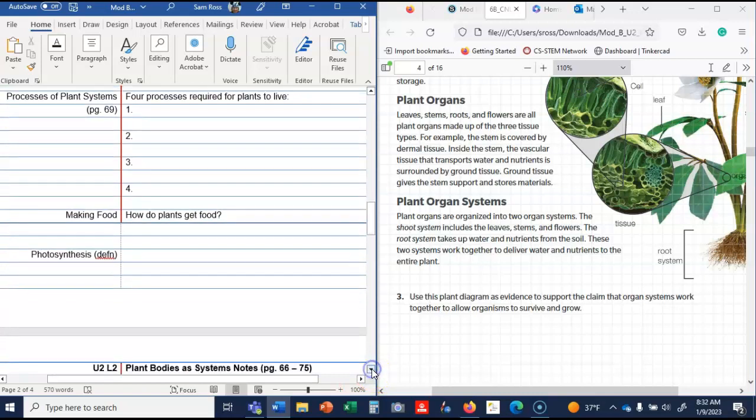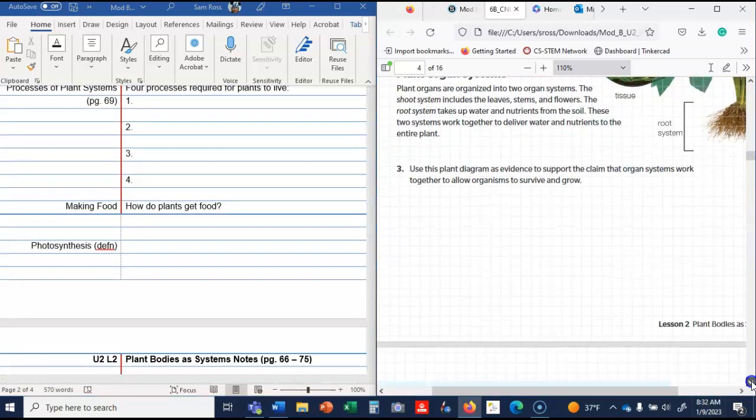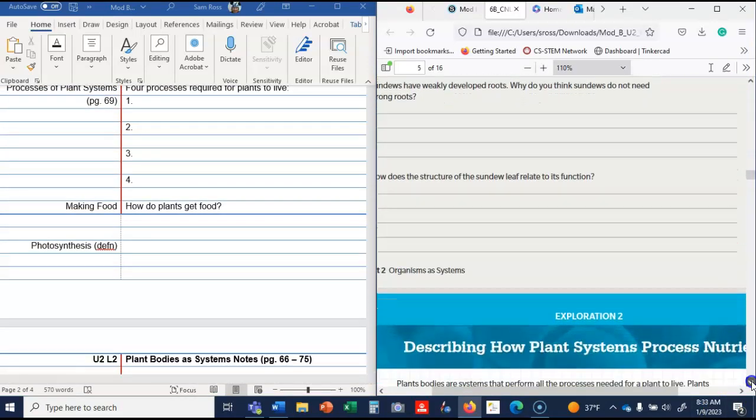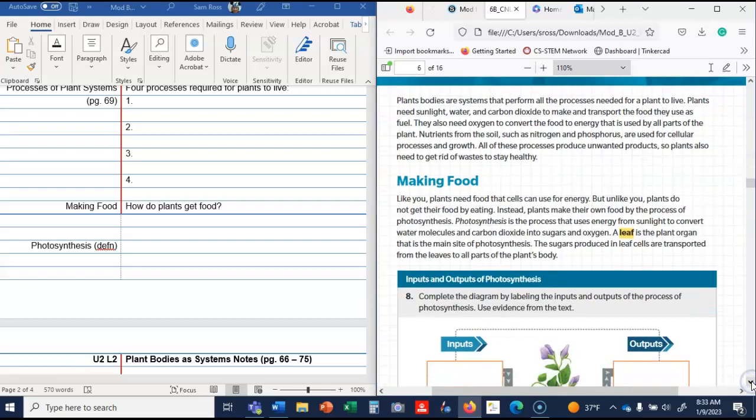Let's scroll up. 4 processes. So we need to go to page 69. Okay, so that's 67, this is 68, and this is going to be 69, I believe. 4 processes required for plants to live. Plants need sunlight, water, and carbon dioxide to make and transport food. All of these processes produce unwanted products to get rid of.